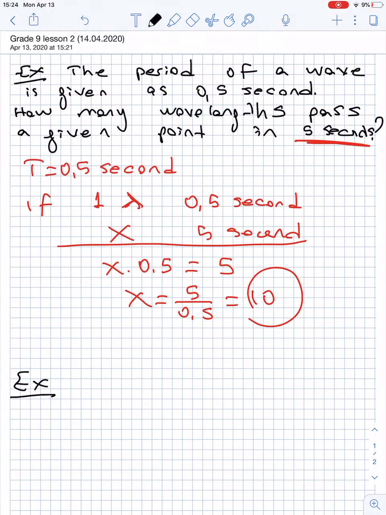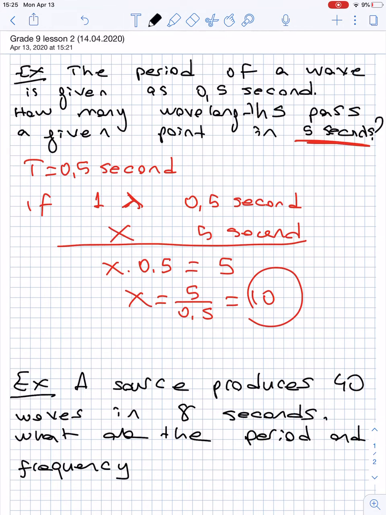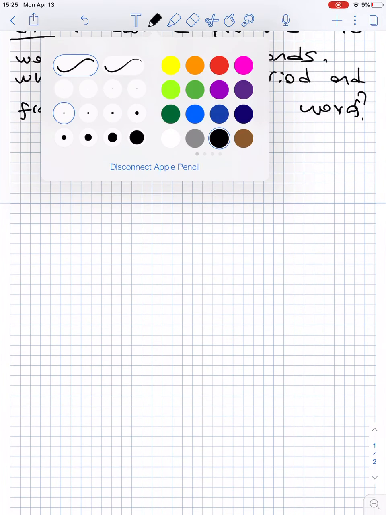Next example. A source produces 40 waves in 8 seconds. What are the period and frequency of the waves? Solution.